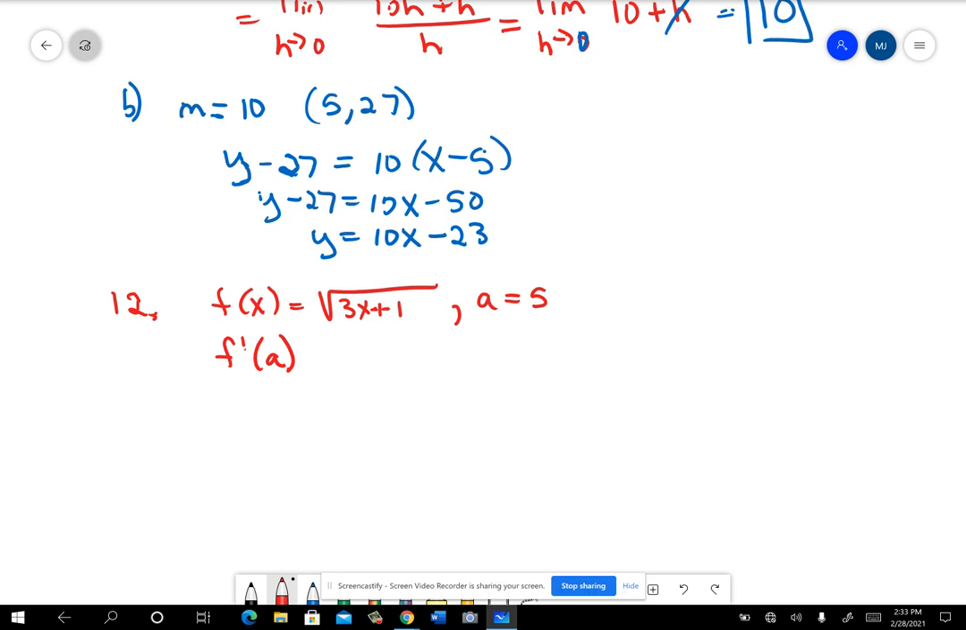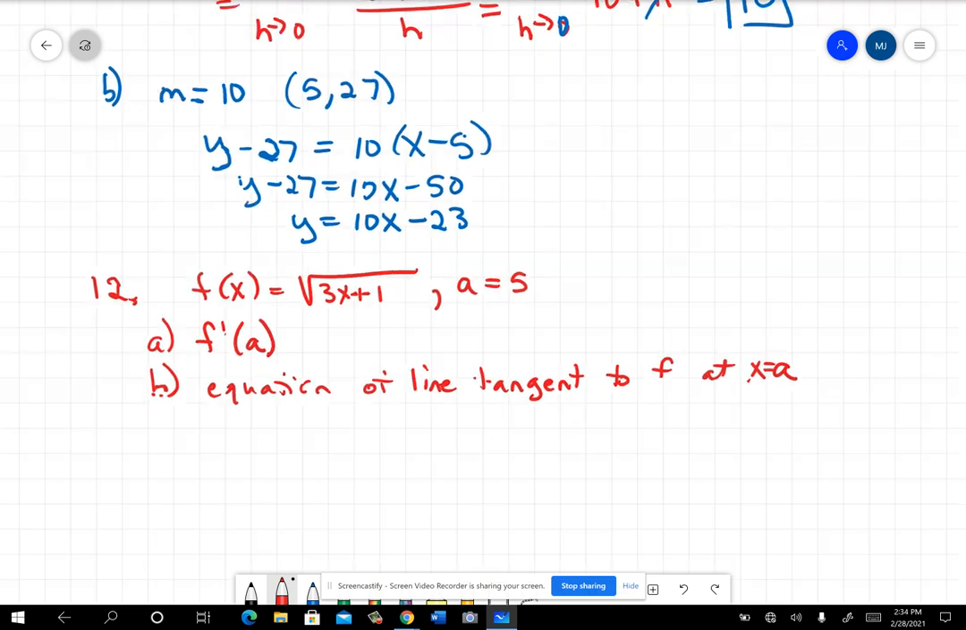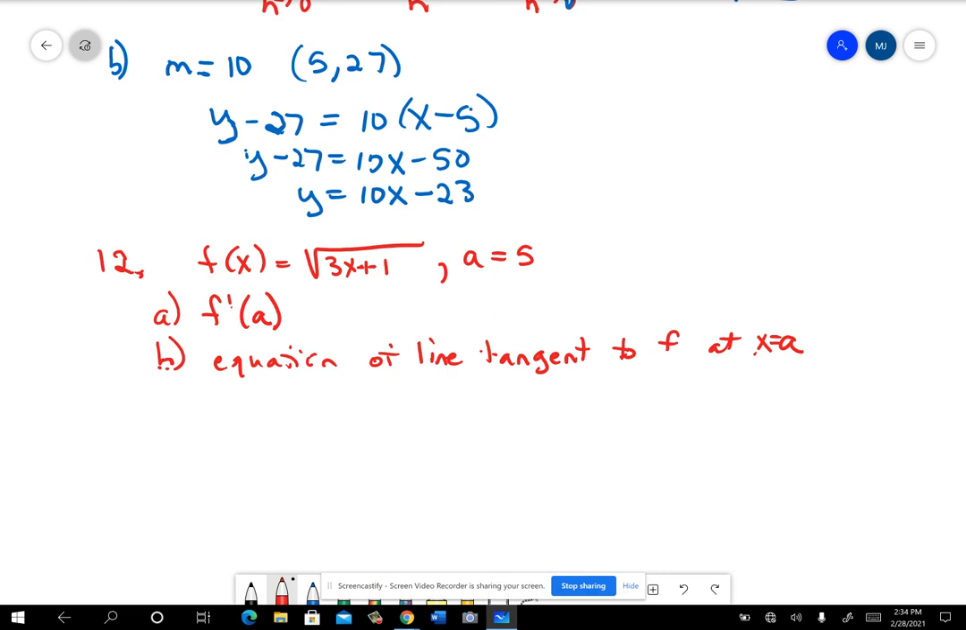So part A is that, and then after we get that, we're supposed to get the equation of the tangent line at A. Tangent to f at x equals a. Okay, so for our purposes, we're doing f prime of 5, and we're doing the equation of the tangent line to f at x equals 5.